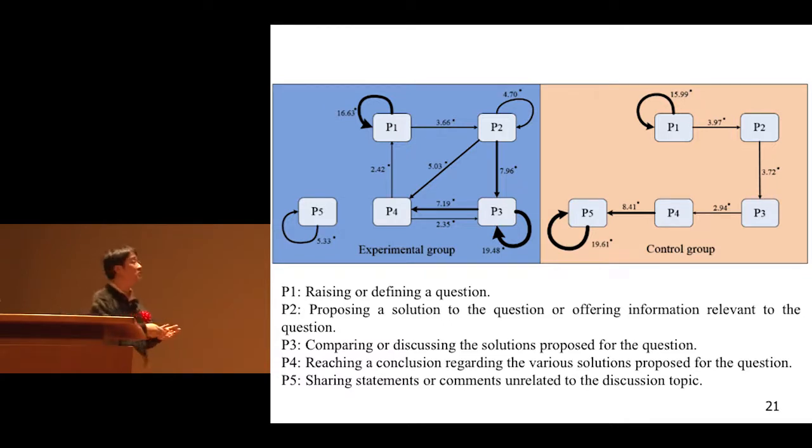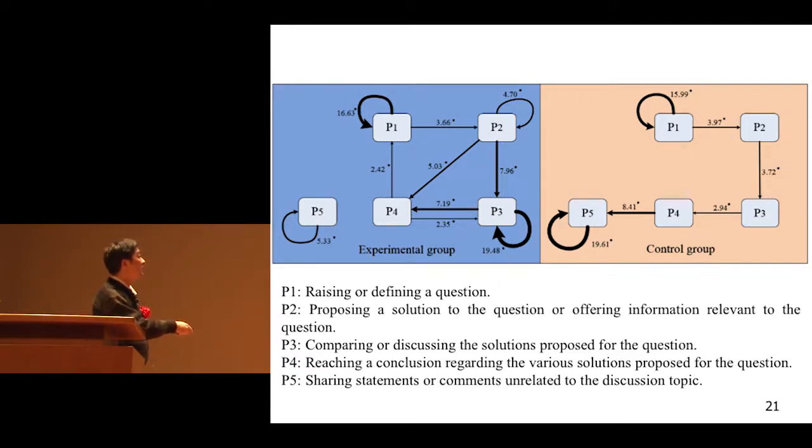So we try to use this graph to explain what happened during the learning process in the two groups. As we can see, the experiment group, the group who used AR, had more P2 to P2, and also P2 to P4. What does P2 to P4 mean?